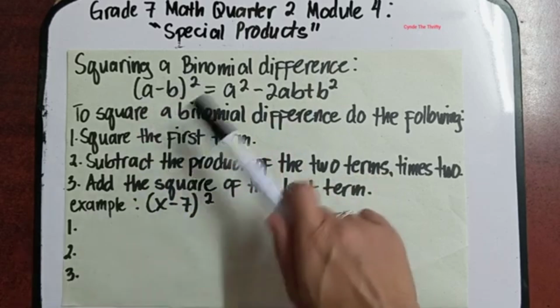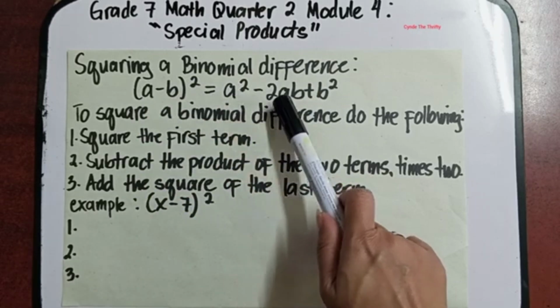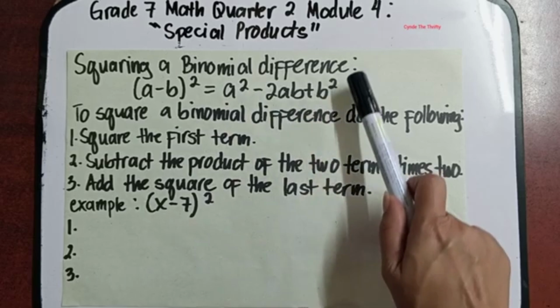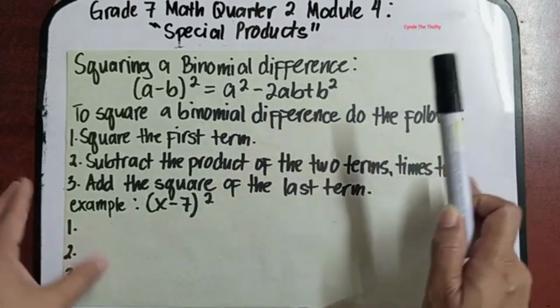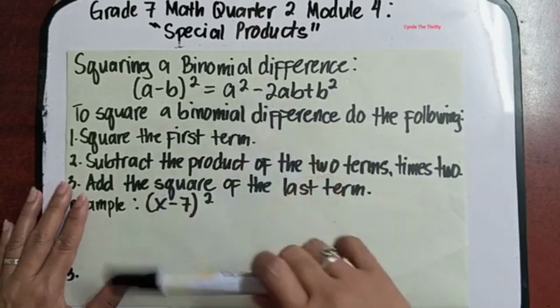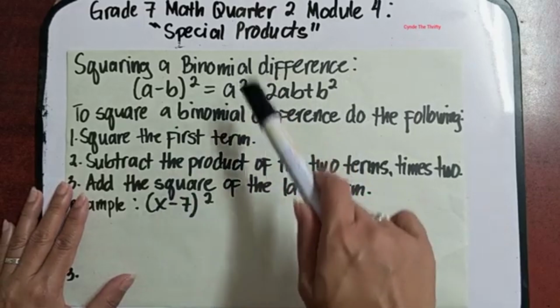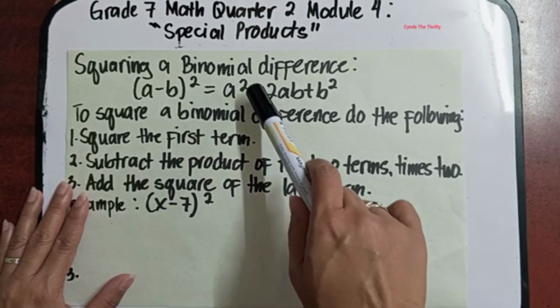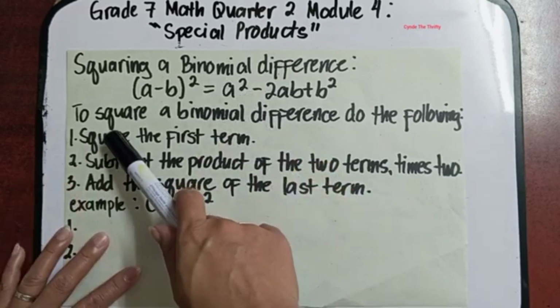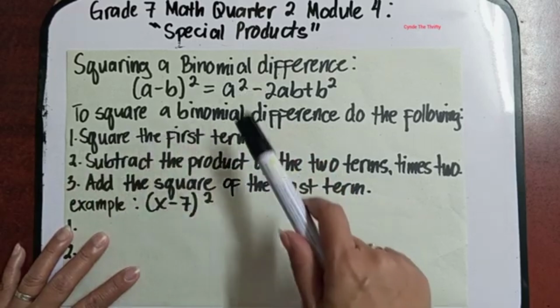Ang sagot natin is a squared minus 2ab plus b squared. So, same lang siya ng process. Kaya lang, ang second term natin is subtraction ang ating operation. Paano natin i-square ang binomial difference?